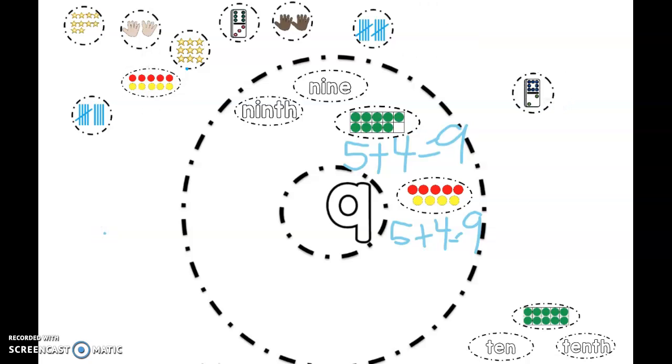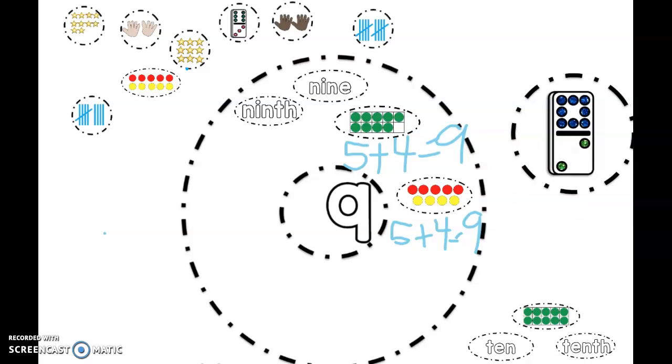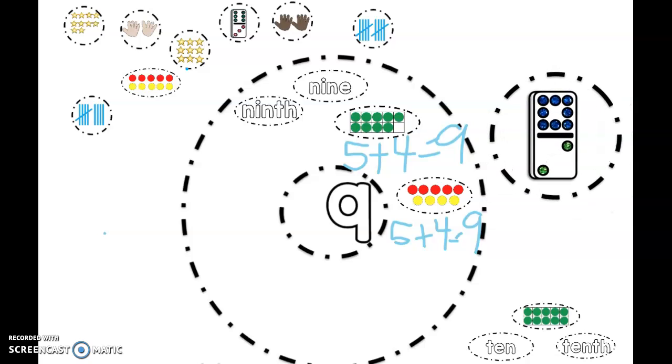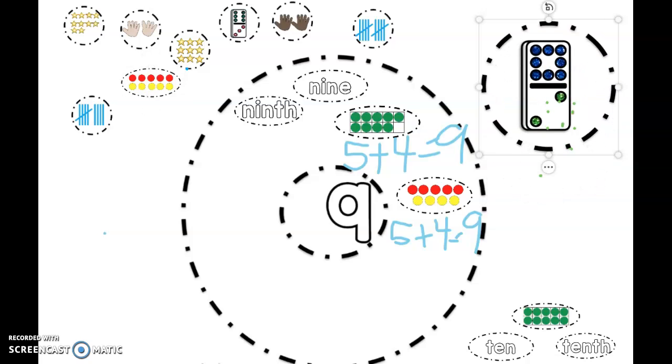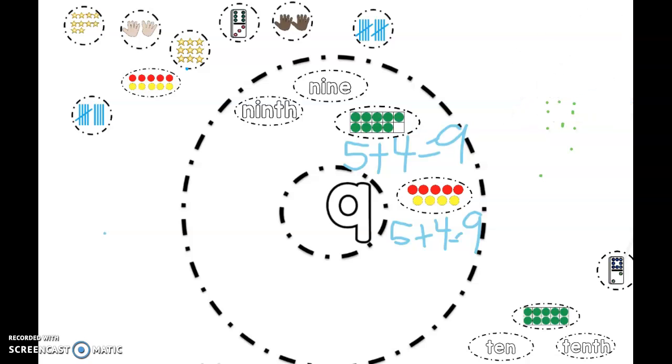All right, let's check my domino here. Ooh, this one's a little tricky. I see 2 on the bottom right away. I need to check those blue on the top. 1, 2, 3, 4, 5, 6, 7, 8, 9, 10. I have 10. Do I want that one? Nope, too many, so I'm going to put it at the bottom.